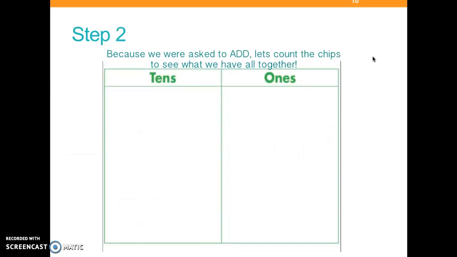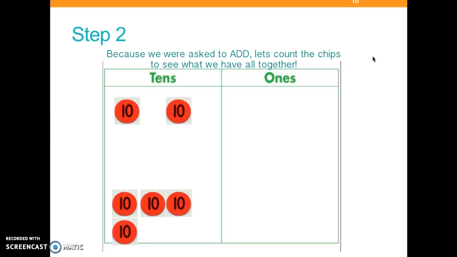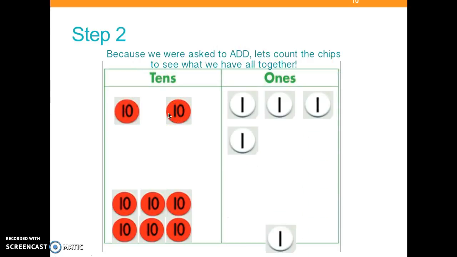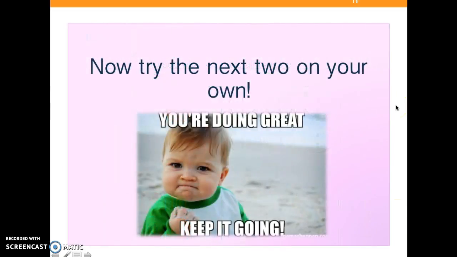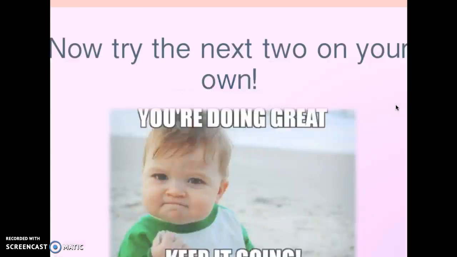Because we were asked to add, now we have to count the chips to see what we have all together. So 1, 2, 3, 4, 5, 6, 7, 8. So we have 8 tens. Let's see how many ones we have. 1, 2, 3, 4, 5, 6, 7. So now we have 8 tens and 7 ones, which will give us 87 because 8's in the tens place and 7's in the ones place. So now we want to try the next 2 on our own. You're doing great. Let's keep it going, and then we're going to go over them as a class.